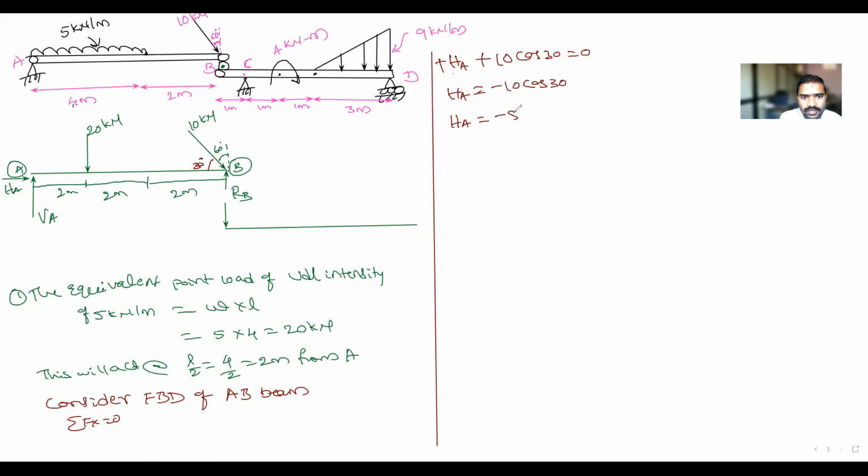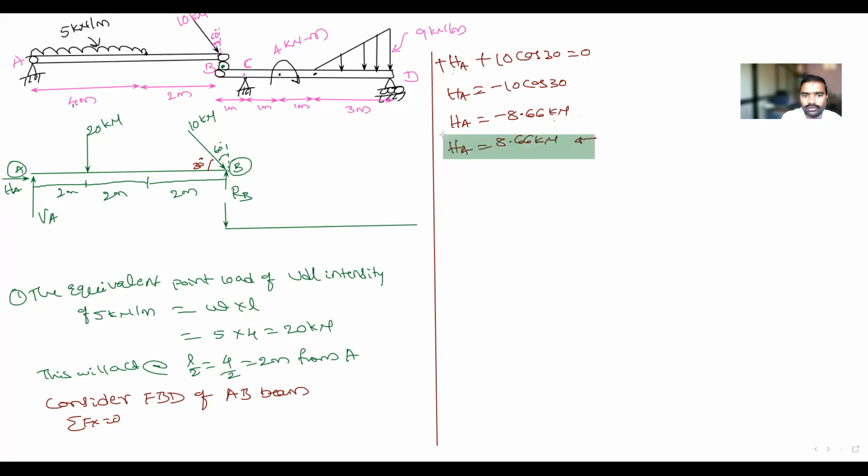8 minus 8.66 kilonewton. I assumed a positive direction, but I got a negative answer. It means the assumed direction is wrong. Therefore, HA is equal to 8.66 kilonewton. In which direction is it? It is moving in the left hand direction. Like this you have to take.